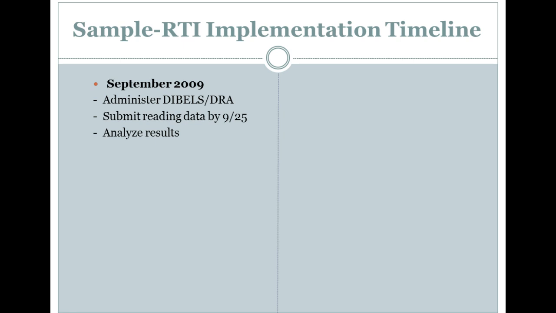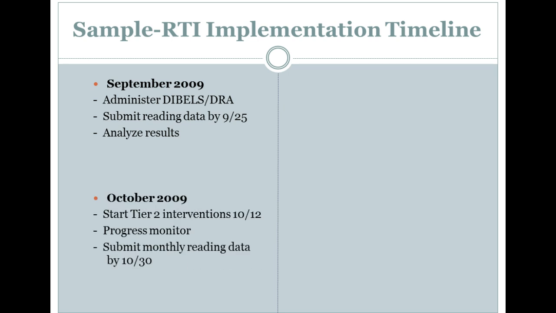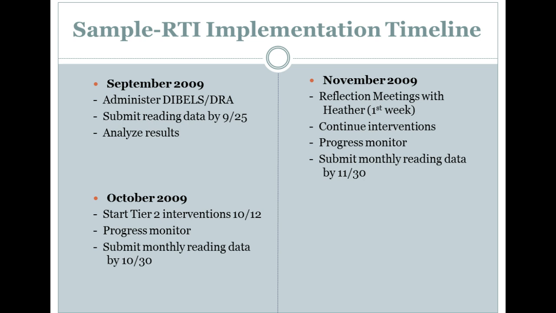So in September, we administered the DIBELS and then also the Developmental Reading Assessment, which is an informal reading inventory, and all teachers actually gave the DRA to their own students, and they were required to submit their data by September 25th so that I could analyze the results. Then in October, we started the Tier 2 interventions based off of the data from September, and we also started progress monitoring. Teachers then had to submit their monthly reading data by October 30th, so they gave another reading assessment and had to submit the data.